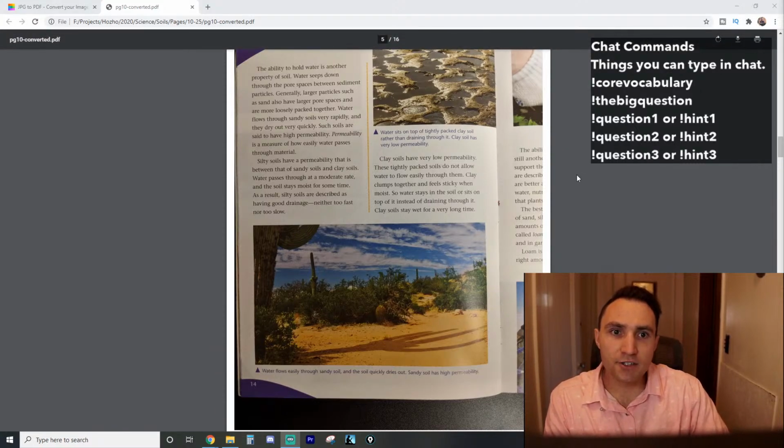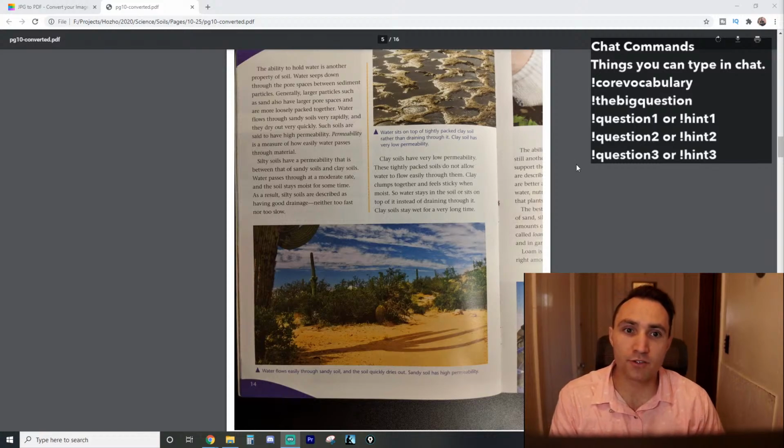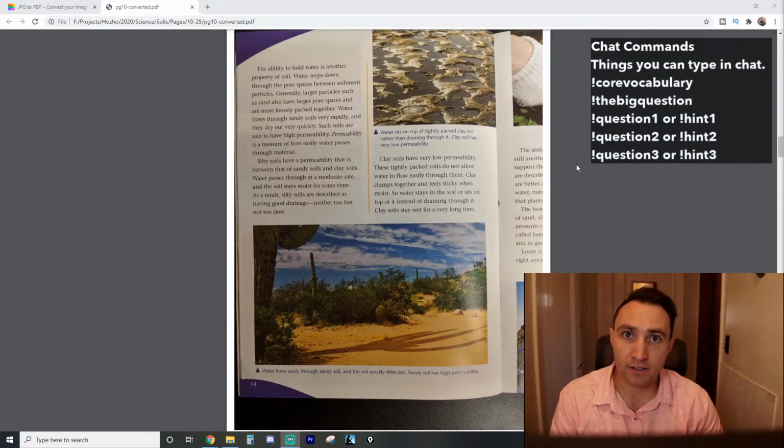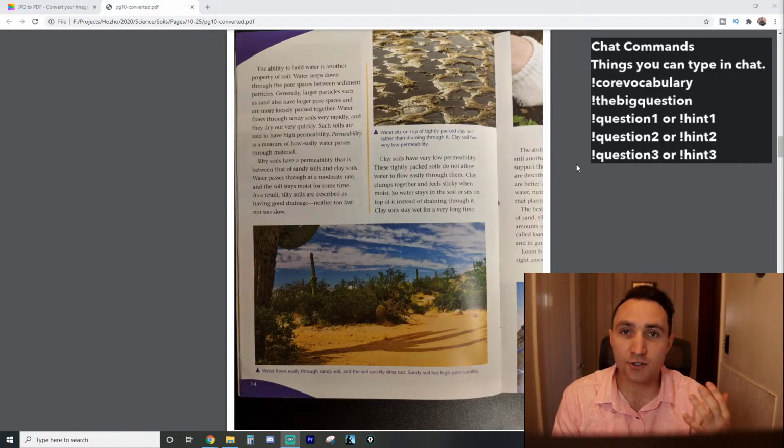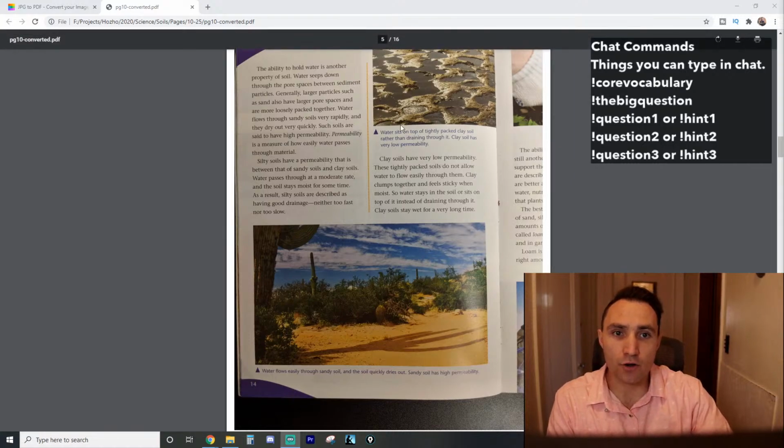Okay, the ability to hold water is another property of soil. So we learned that one property of soil is the size of its grains or minerals. We learned that color is a property of soil. And now we're going to learn another property of soil, which is the ability the soil has to hold water. That's a big property of soil.